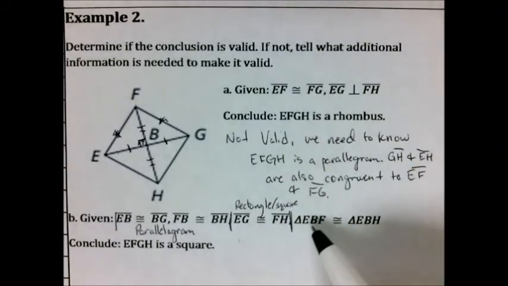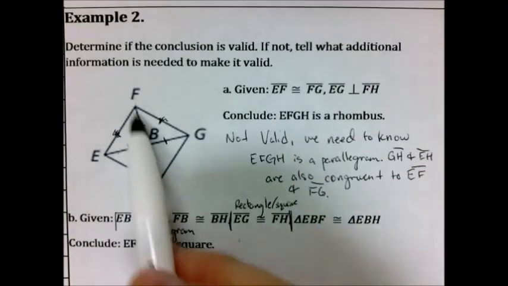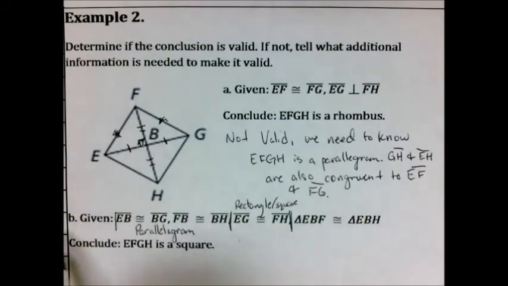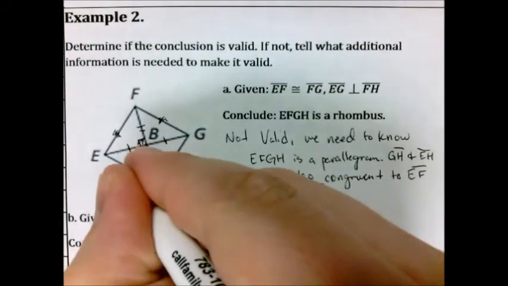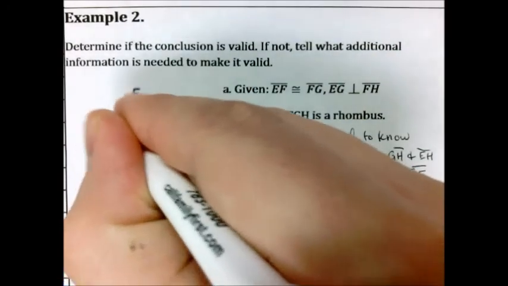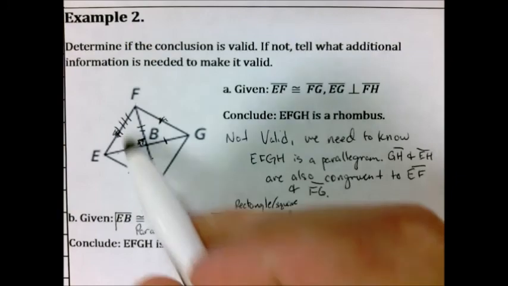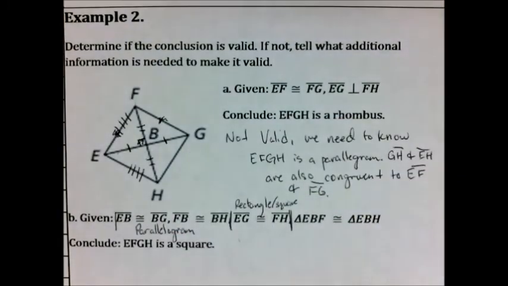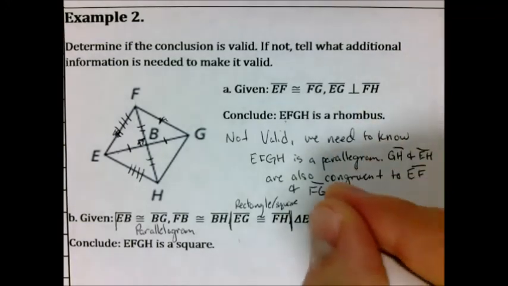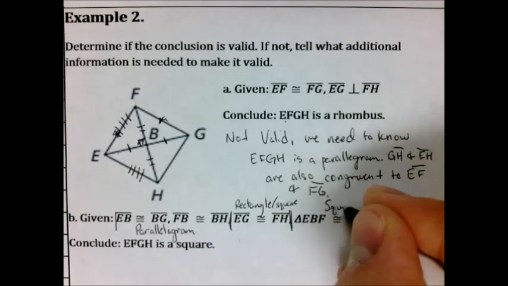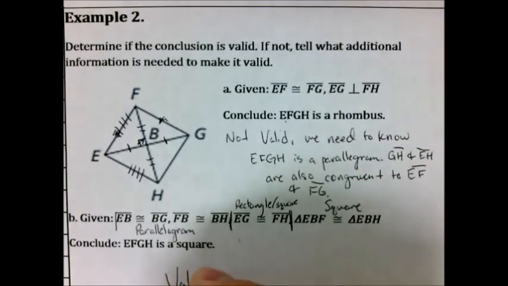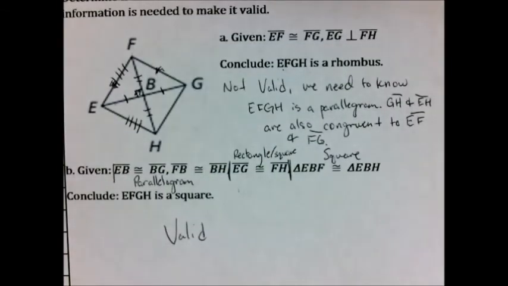And if we know that triangle EBF is congruent to triangle EBH, then this side is going to be congruent to this side by that rule. If those are two congruent triangles, then all the sides and all the angles are congruent as well. So that last side has to be congruent too. Because we know all this information, this last part says that we can make it a square. And so because of that, we can write that this is valid. That is a valid way to conclude that EFGH is a square.